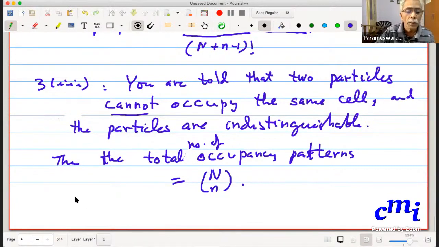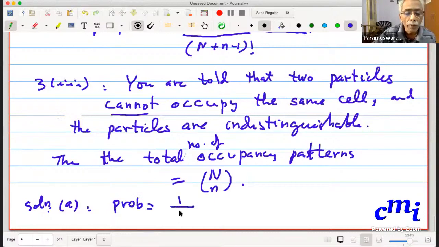And if you ask which n boxes, the probability is equal to one. There's only exactly one way, so N choose n. This is, I suppose, correct. That's it. So that solves the problem.